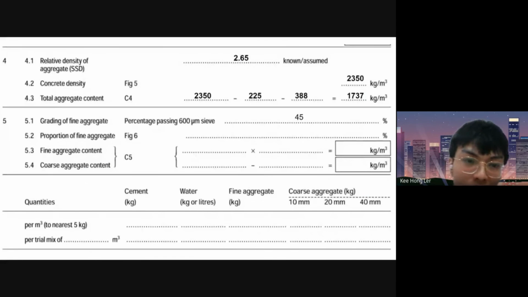As we know, the wet density equals total aggregate plus cement content plus water content. So we can calculate the total aggregate content equal to 1,737 kilogram per meter cube. As given, our percentage passing 600 micrometer is 45%. So we can use this to estimate our proportion of fine aggregate from a graph.